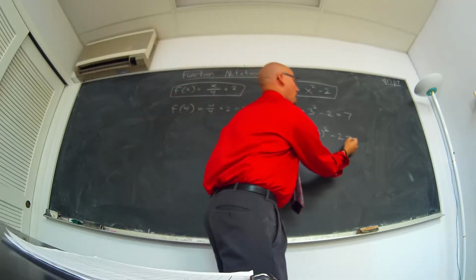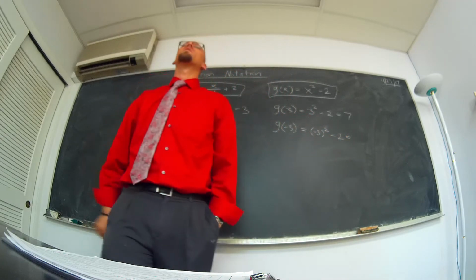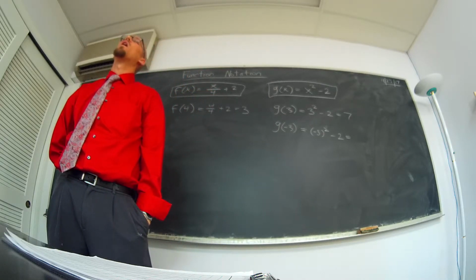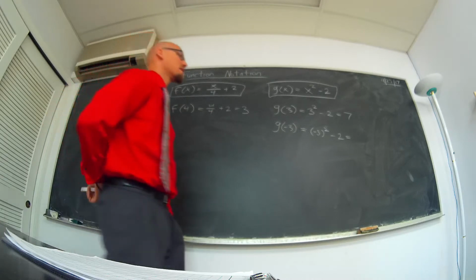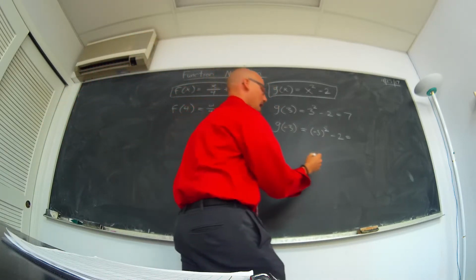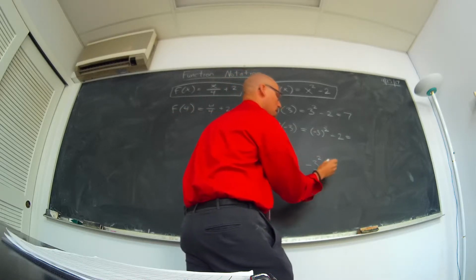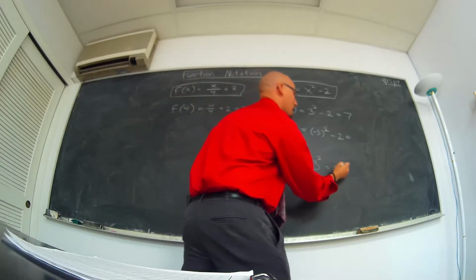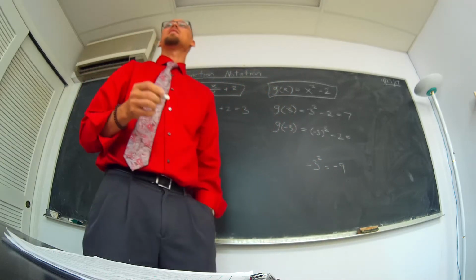Does anyone know why I put parentheses around my -3? To attach the negative to it. Yeah, because if anyone has a calculator and they type this in, there's a very good chance that it's going to tell you -9, which is a lie.